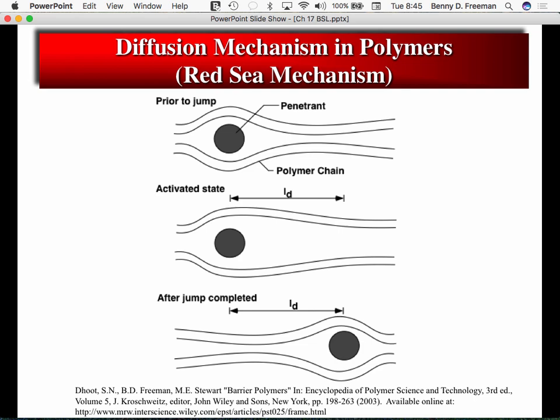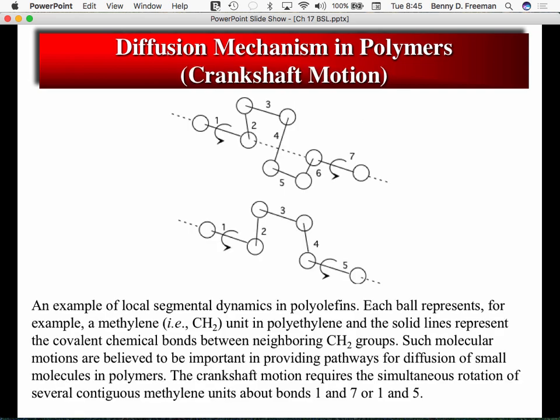This is another view of that. I won't belabor it here. The types of motion that give rise to those local segmental dynamics along, for example, a polyethylene molecule where these balls represent CH2 units are shown here in so-called crankshaft motion.